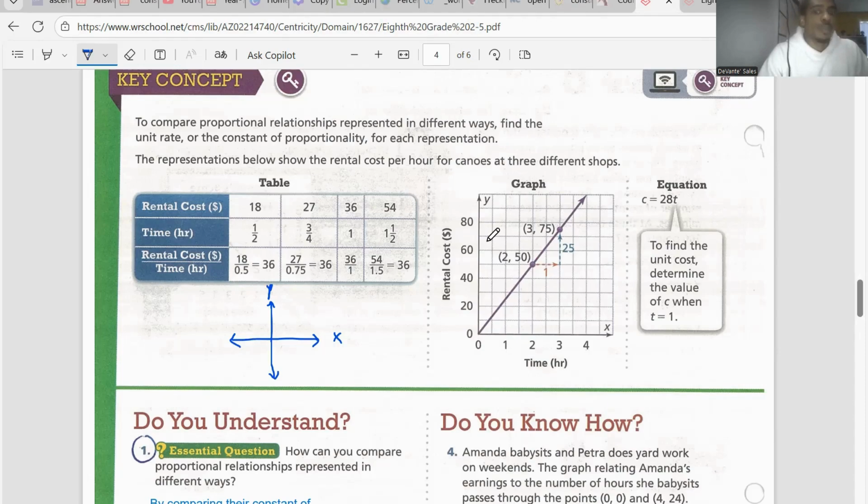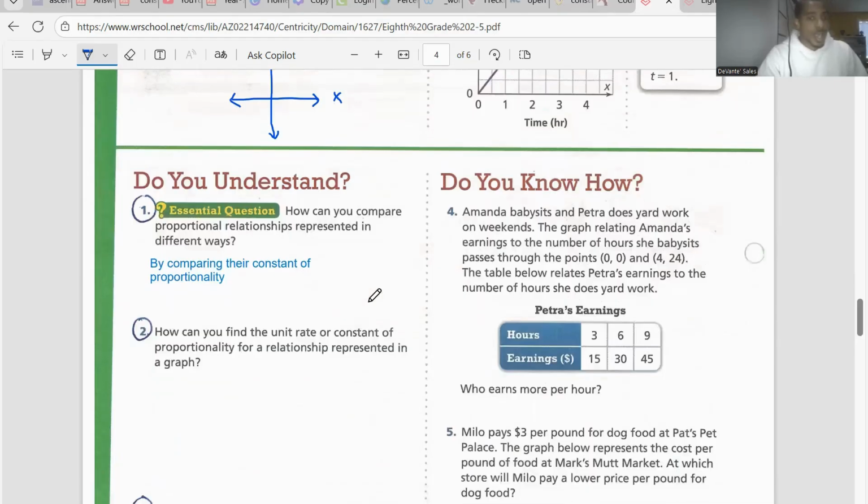So if you're looking at our graph, you see this first point right here where it says 2, comma, and then 50. 2 is my X. 50 is my Y. I wrote that ugly, but 2 is my X. 50 is my Y. Same for 3, 75. 3 is my X. And then 75 is my Y. Now let's go back to this question.